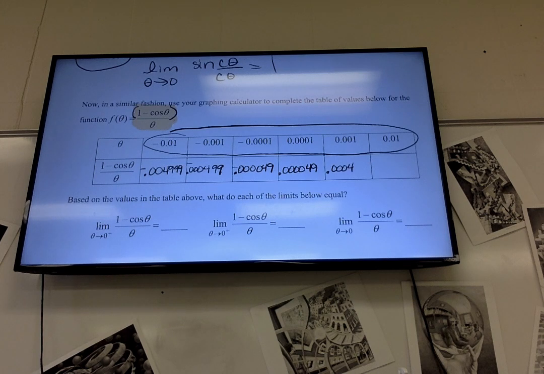Yes, if it has an E to something, that means you move the decimal to the left however many places the number after E is. So that's where these are coming from. Good question. It's just the way your calculator does scientific notation.